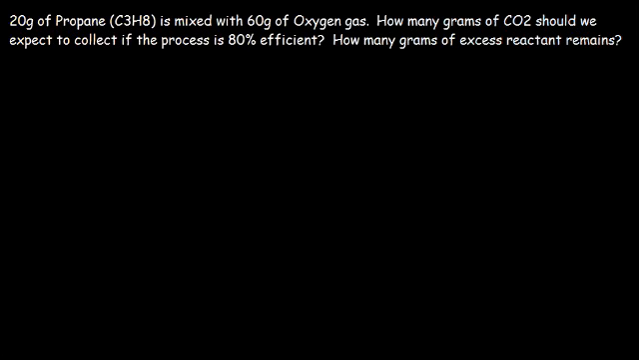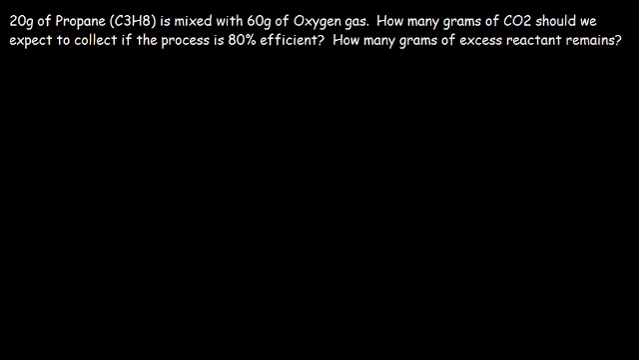Now we have 20 grams of propane, and it's mixed with 60 grams of oxygen gas. Our goal is to find out how many grams of CO2 we should expect to collect if the process is 80% efficient. So basically, this problem is telling you that the percent yield is 80%, and they want you to find the actual yield, the amount of CO2 that we expect to collect in this reaction. In addition, find the grams of the excess reactant that remains.